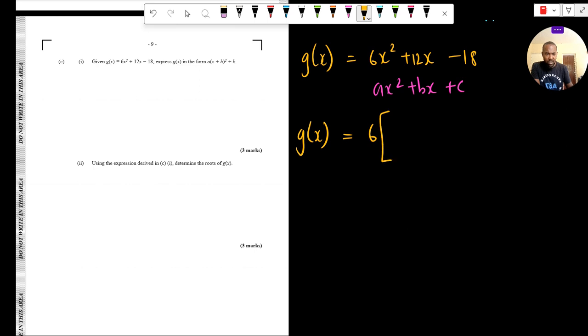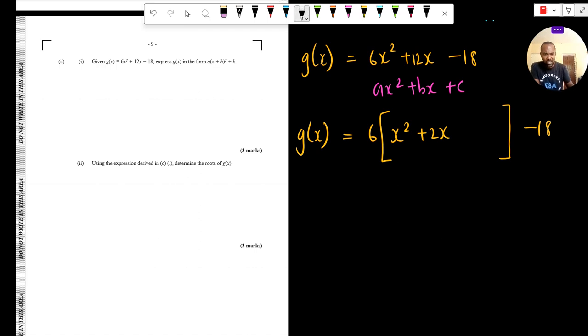So g of x is equal to 6, and I'm going to open a square bracket. This leaves us with x squared plus 2x. I'm going to leave some space inside there, and I'm going to leave the minus 18 over here by itself. There's no need to factor out 6 out of the entire quadratic. We can just factor it out of the first two terms, and that is perfectly okay. I left some space inside the square bracket because I will have to add some terms in order to complete the square.